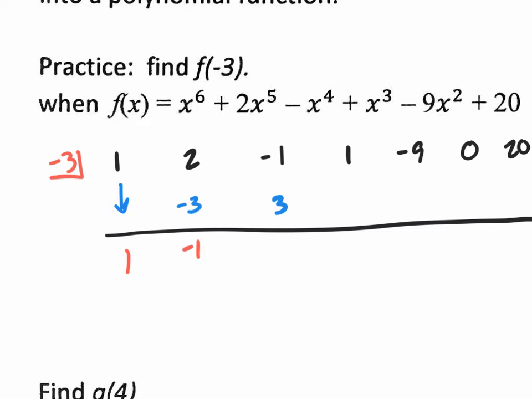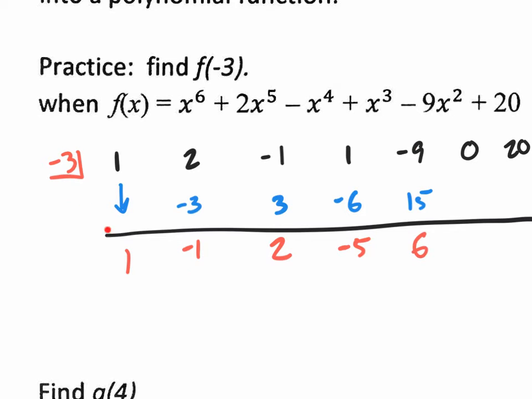As we go down, we combine. Negative 1 and 3. 2. As we go up, we multiply. Negative 3 times 2. Negative 6. As we go down, we combine. Positive 1 with negative 6. Negative 5. As we go up, we multiply. That gives us positive 15. As we go down, we combine. Negative 9 and 15. 6.